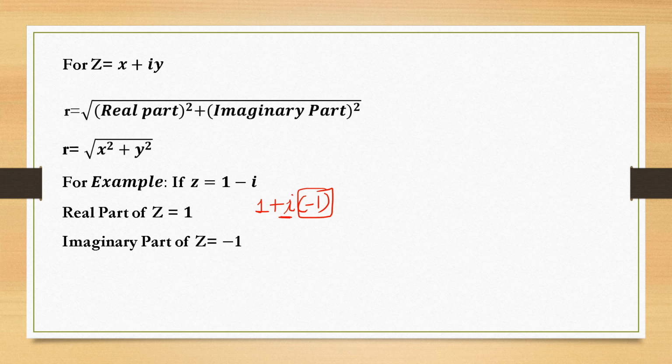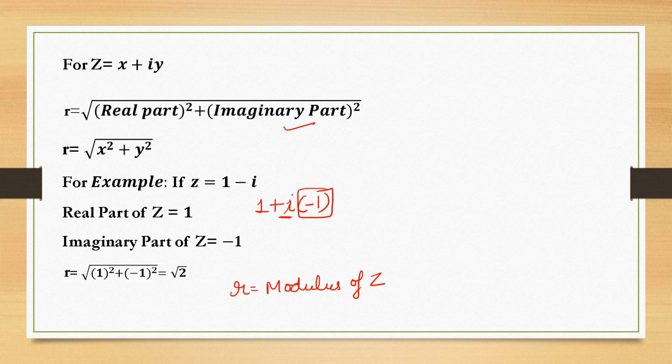So how do we find the value of r for this complex number? By using this formula, r equals under root 1 square plus (minus 1) whole square. So the answer will be under root 2. So the r value is root 2. We also call this r the modulus of z. So this is how we find the value of r.